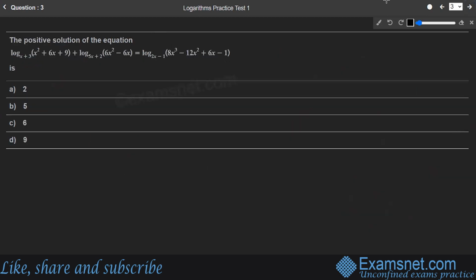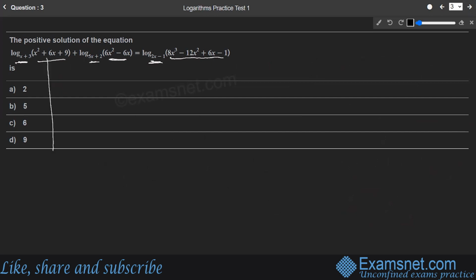Let's see the next question. The positive solution of the equation log base x plus 3 of x square plus 6x plus 9, plus log base 5x plus 2 of 6x square minus 6x, is equal to log base 2x minus 1 of 8x cube minus 12x square plus 6x minus 1. This is the equation given. We are supposed to solve this.